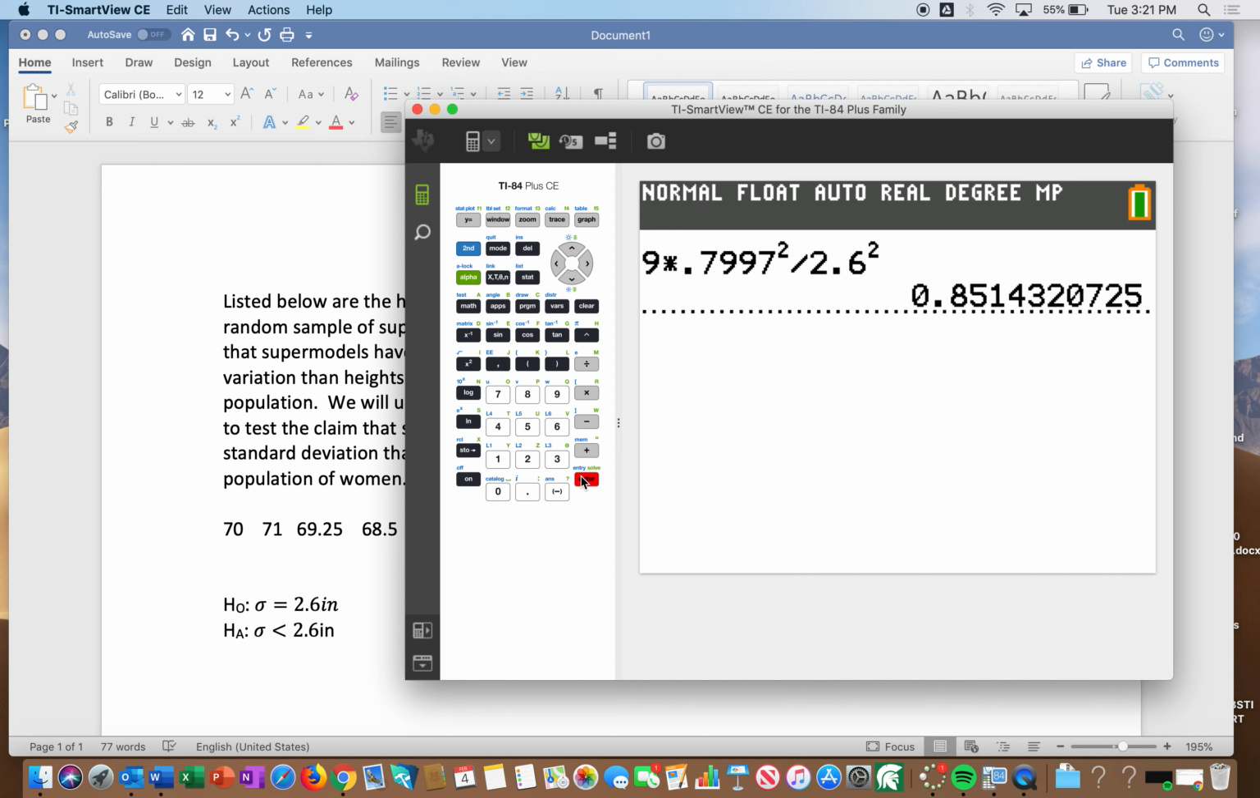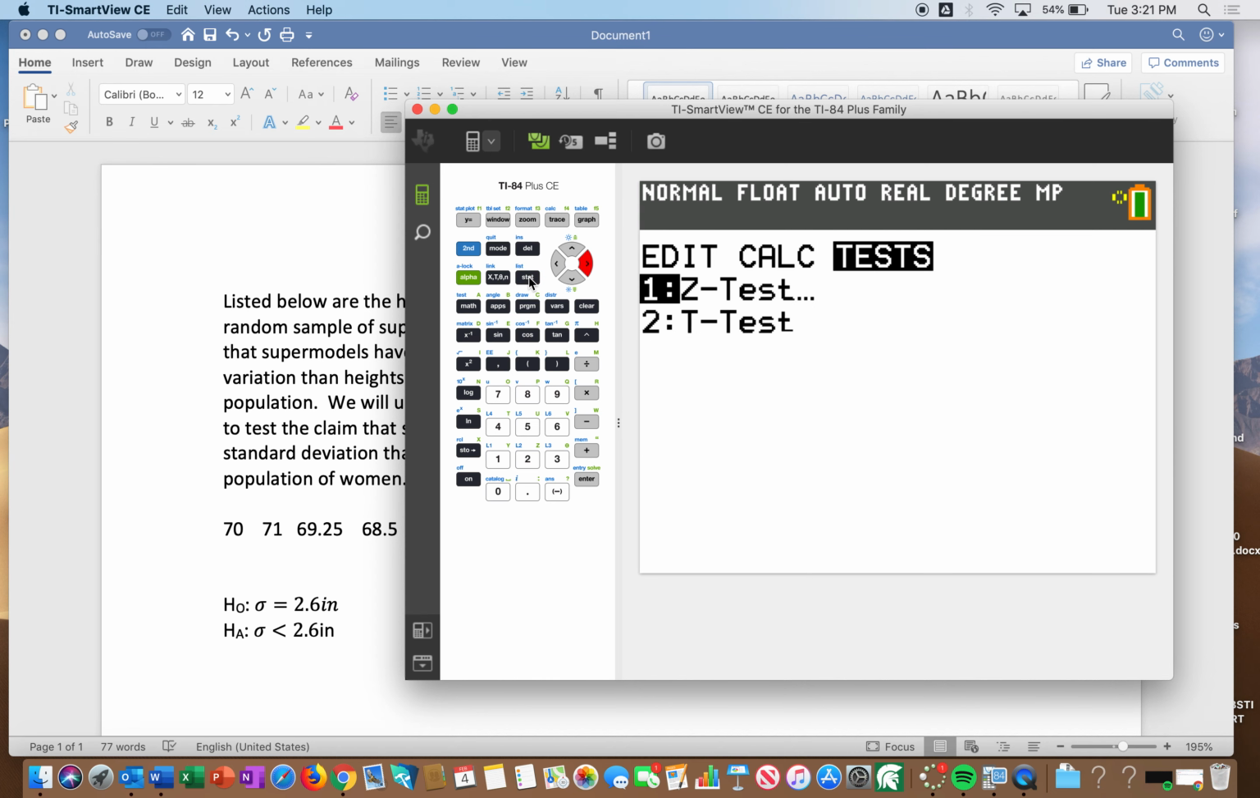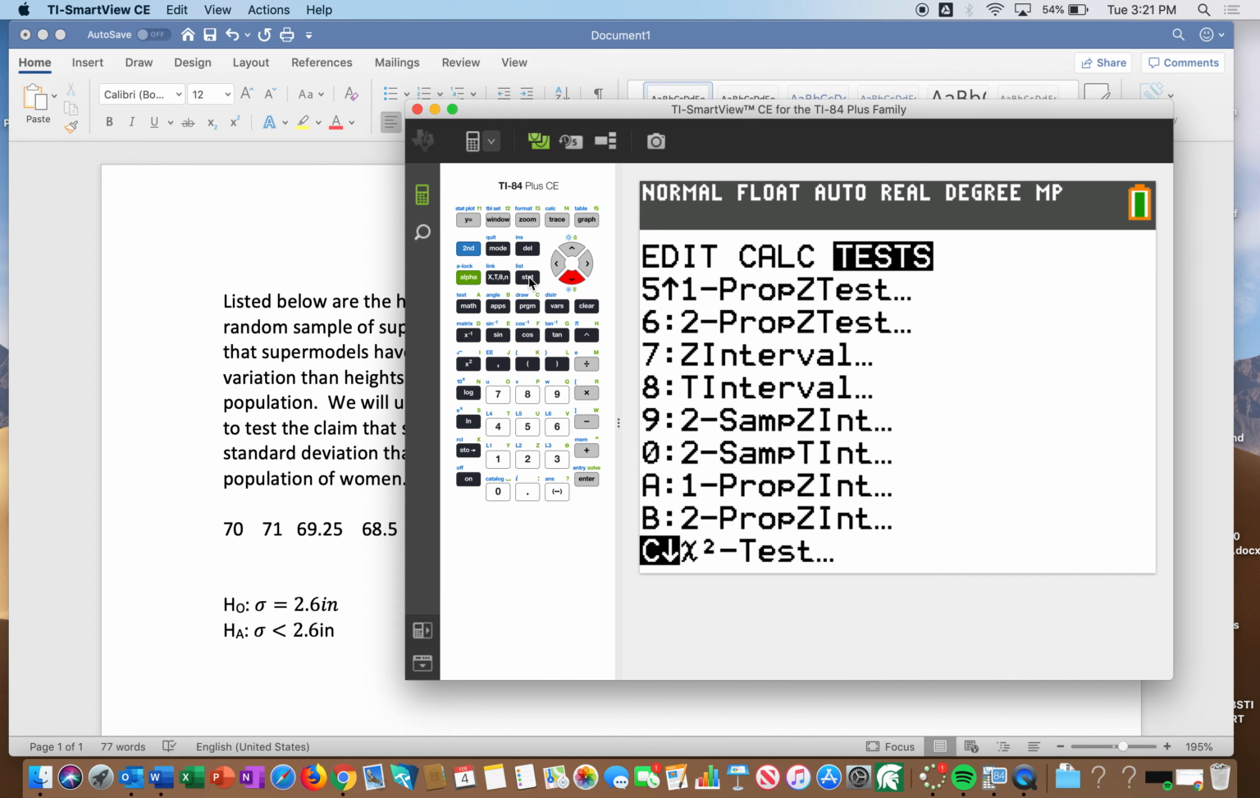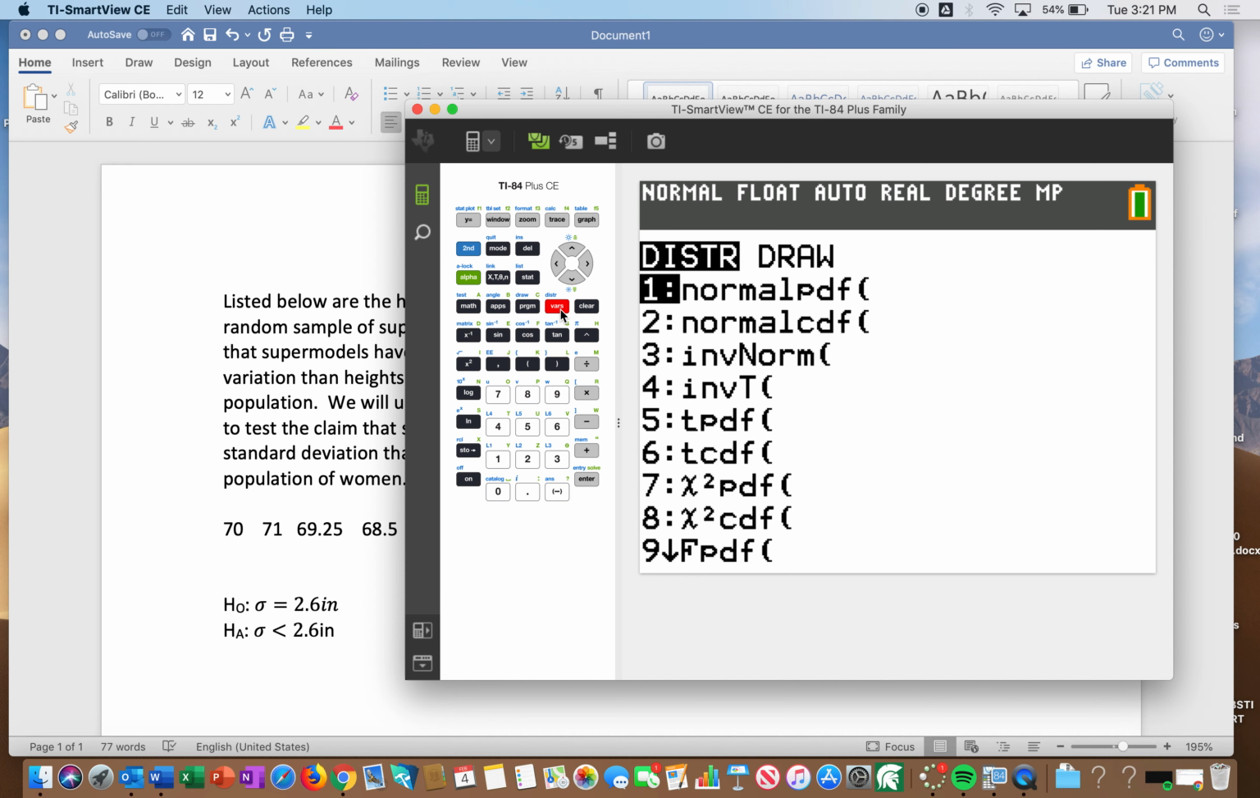Now, because we want less than that, I need to find my p-value. To find my p-value, I'm going to go to stat, test. Whenever you're looking for p's, we've always done CDF. Actually, I'm in the wrong spot. 2nd var, sorry about that. 2nd vars, go down, and the number 8 has chi-square CDF. Right, so I'm going to go there.